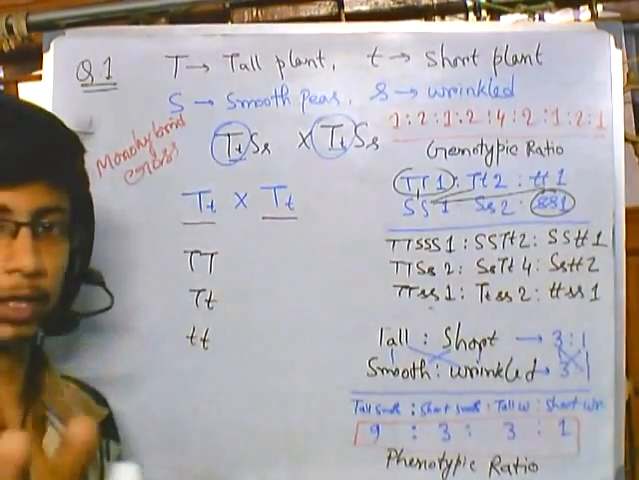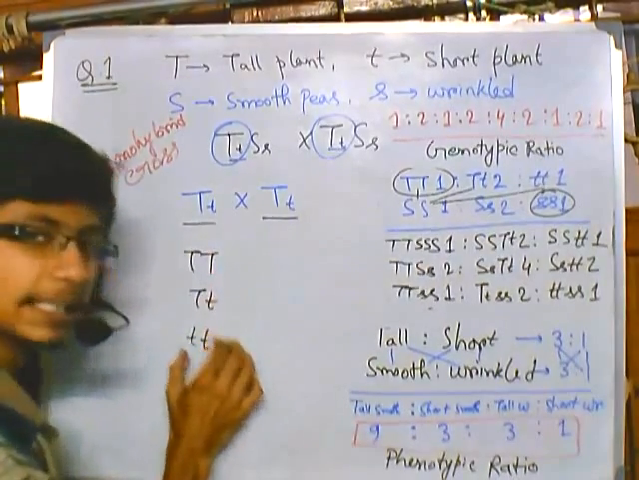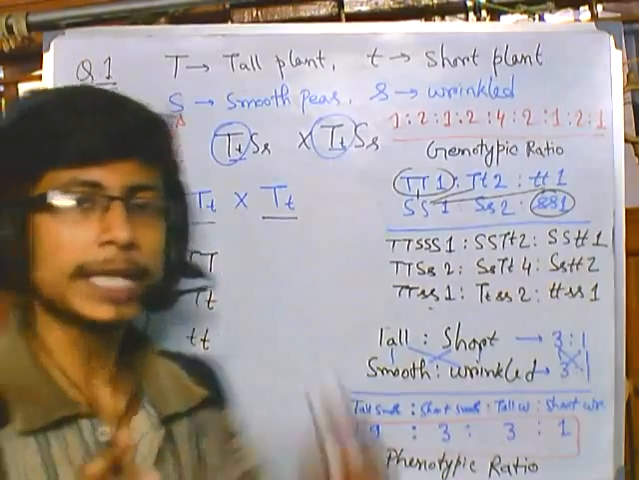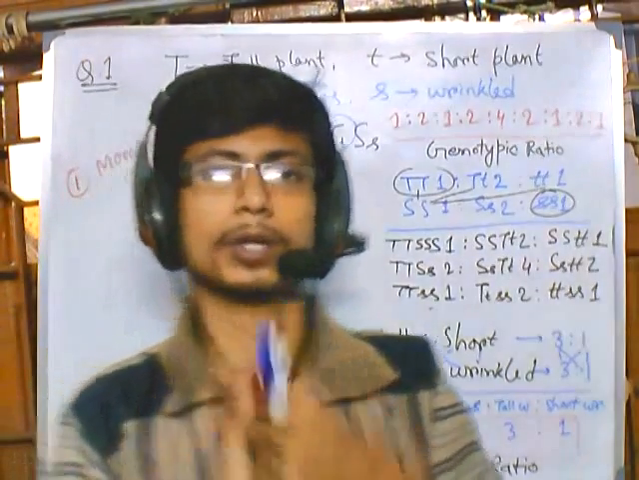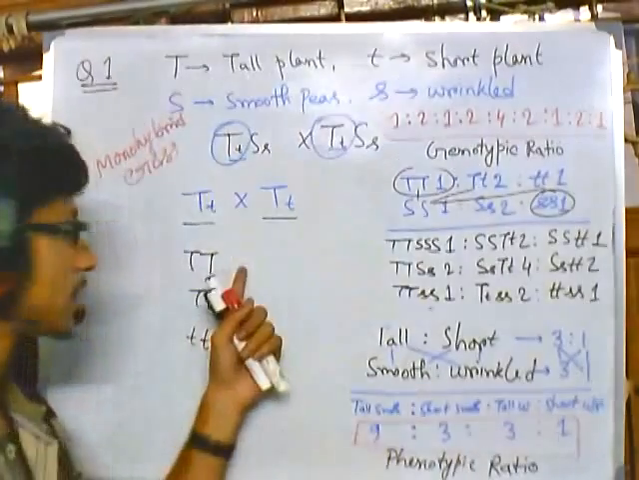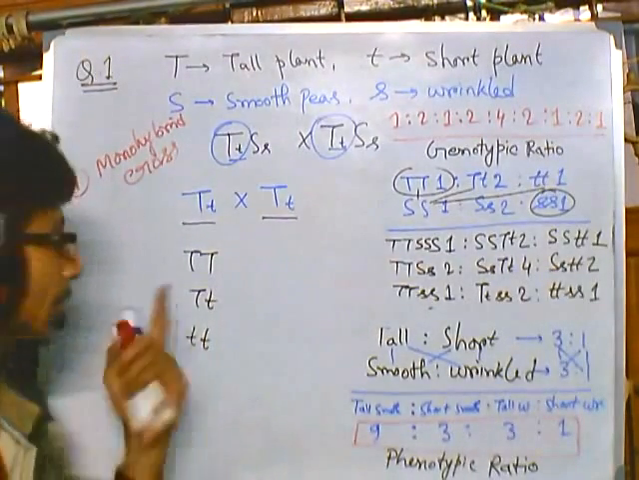This is clear to you or not? You can have homozygous dominant, you can have homozygous recessive, and you can have heterozygous. Heterozygous is only one type. So in any kind of monohybrid cross, you can have three possibilities: homozygous dominant, which is caps T, homozygous recessive, small t, and a heterozygous caps T small t.